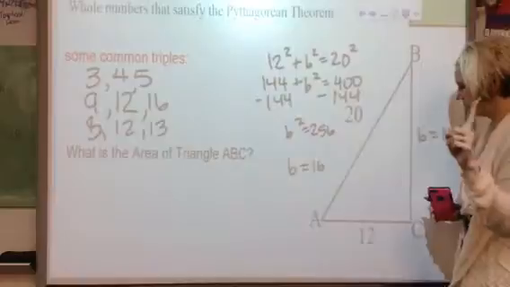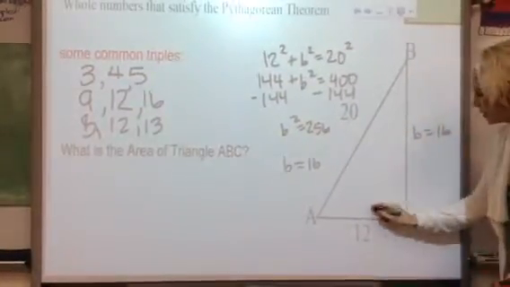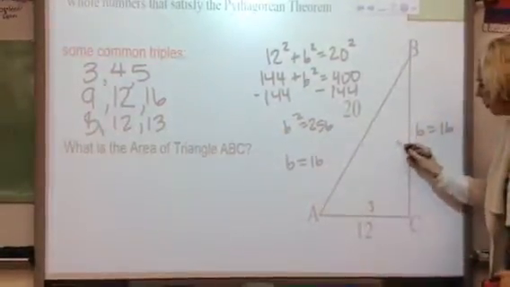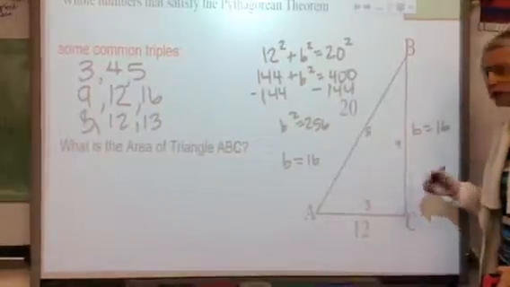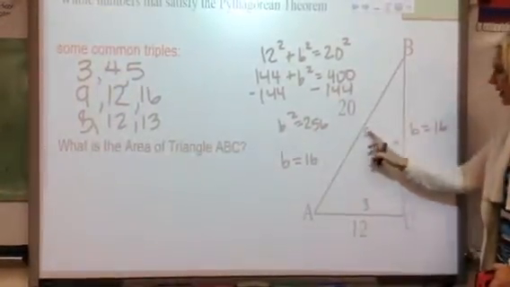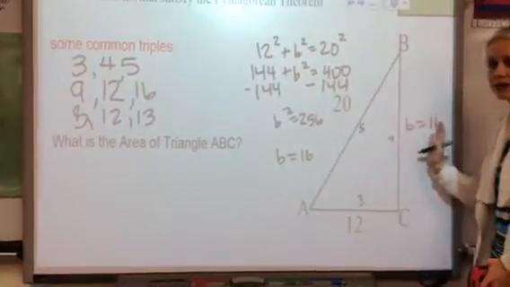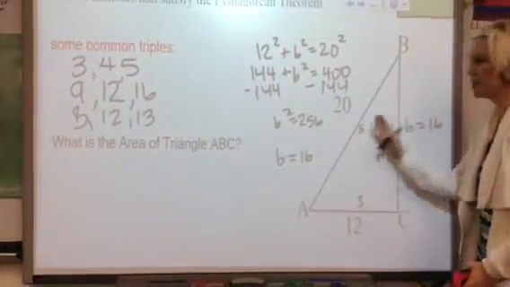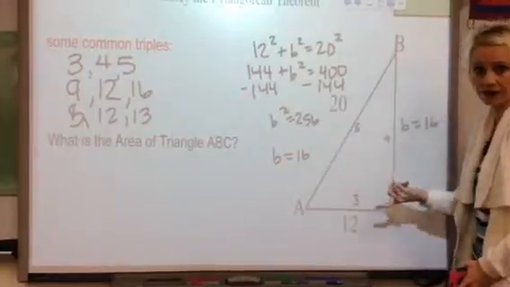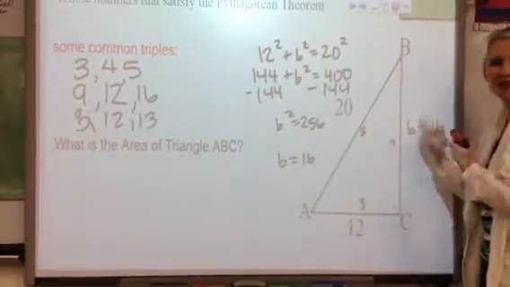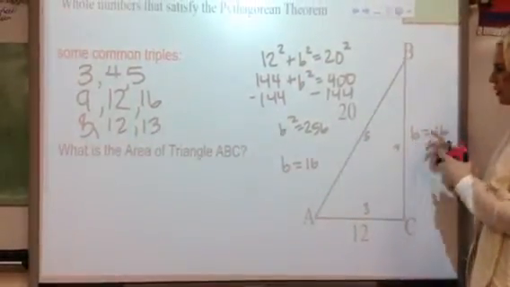We used the Pythagorean theorem to find that, but I want to show you one thing real quick. This corresponds to a 3, 4, 5 Pythagorean triple with a scale factor of 4. 5 times 4 is 20, 3 times 4 is 12. So you would have known that this is 16 if you remember that this is a 3, 4, 5 with a scale factor of 4. You can use those Pythagorean triples as shortcuts if you want to.